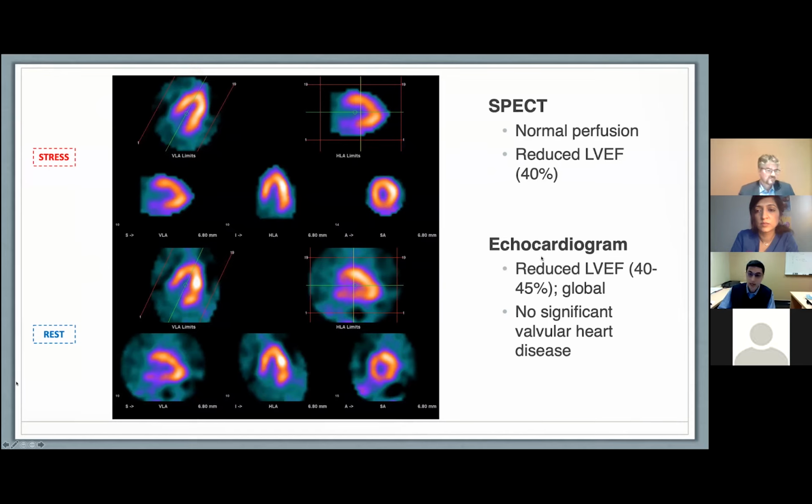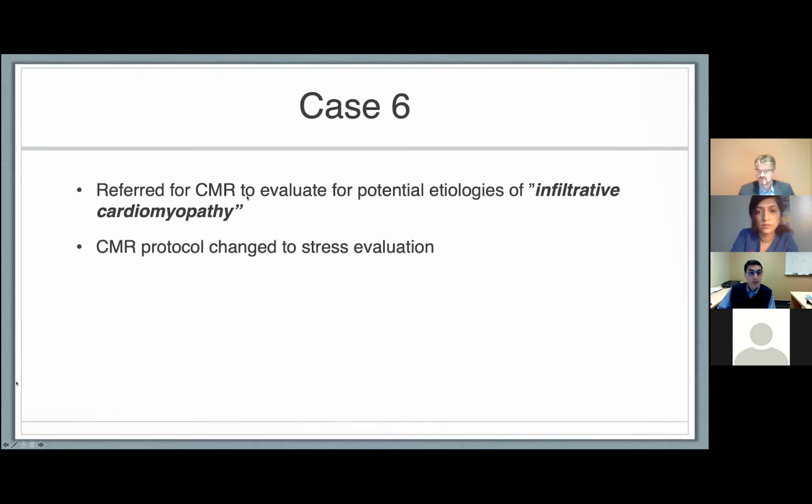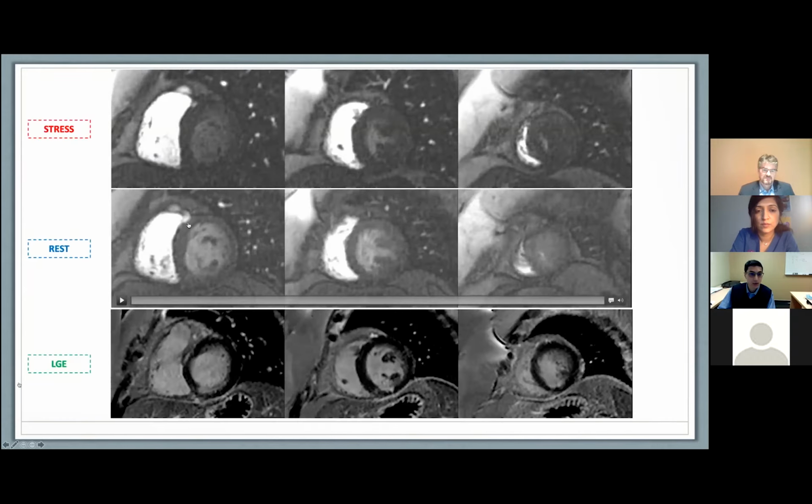The SPECT study demonstrated normal myocardial perfusion, but a reduced LVEF of 40%. A subsequent echocardiogram confirmed the reduced global LV function graded at 40 to 45%, as well as no significant valvular heart disease. And so she was referred to cardiac MRI to evaluate for potential etiologies of infiltrative cardiomyopathy. But her MR protocol was actually changed to a stress evaluation due to the concern of balanced ischemia that, again, Dr. Kramer had raised in the initial talk.